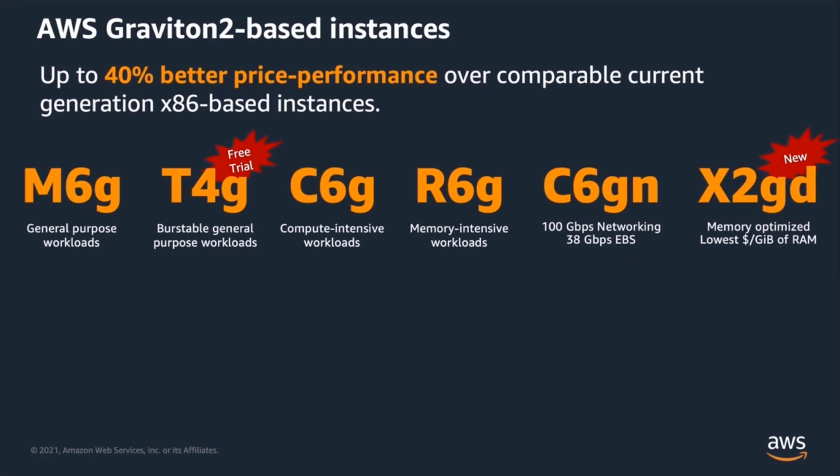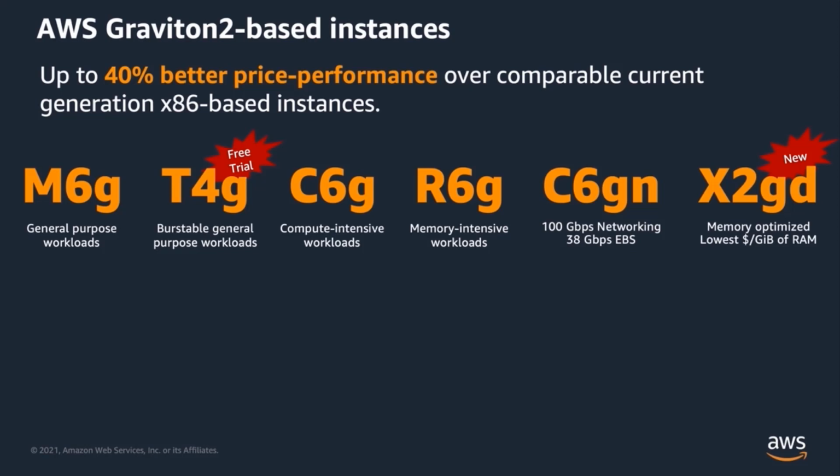We're able to offer the AWS Graviton2 processor across 6 different instance types. All of these Graviton2-based instances offer up to 40% better price performance when compared to similar x86-based instances. So we have the M6g, which is suitable for general purpose workloads like the rest of the M series of instances. We have the C6g for compute intensive workloads and the R6g for memory intensive workloads. We also have the T4g, which is suitable for burstable general purpose workloads, which is available for a free trial.